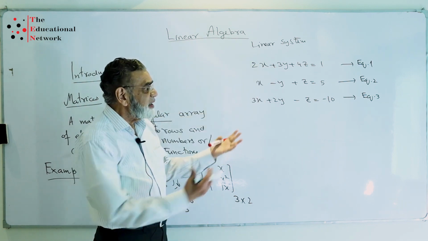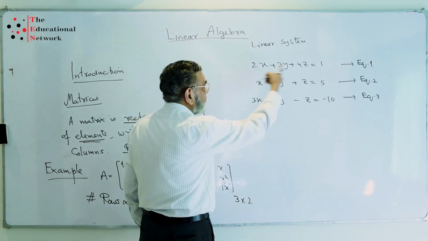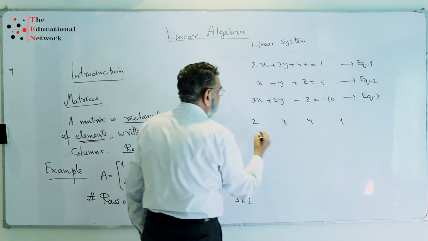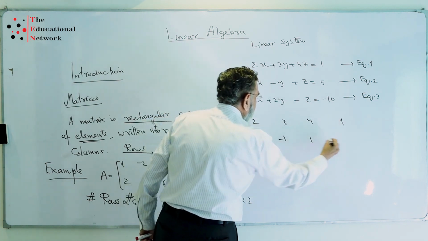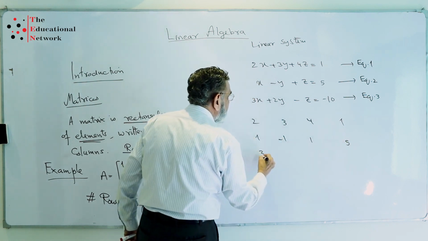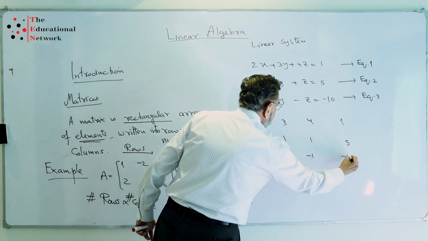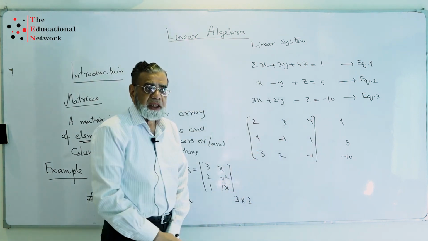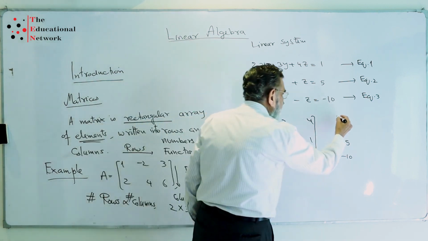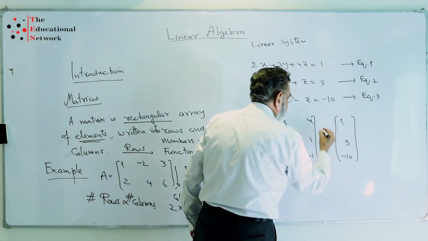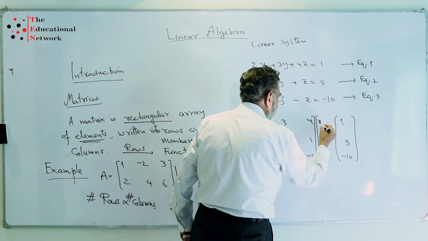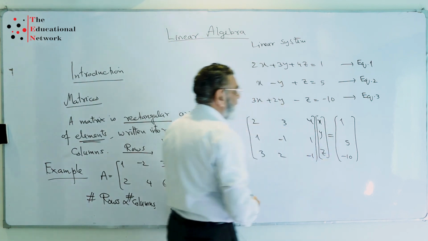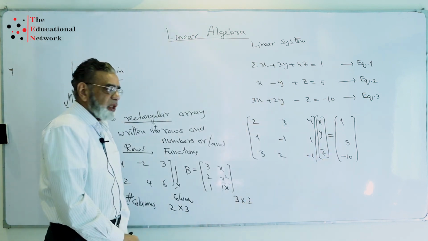When I want to write it, I just take the data out. The first row is 2, 3, 4, and 1. The second row is 1, minus 1, 1, and 5. And the third row is 3, 2, minus 1, and minus 10. So I just put it in a box, and this becomes a matrix. And then here I have the next matrix that contains the constants. And here I write my matrix of unknowns, x, y, and z, and put an equal sign. So I just wrote my 3 equations in terms of a matrix.